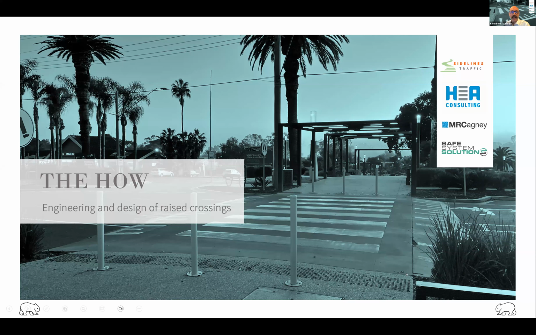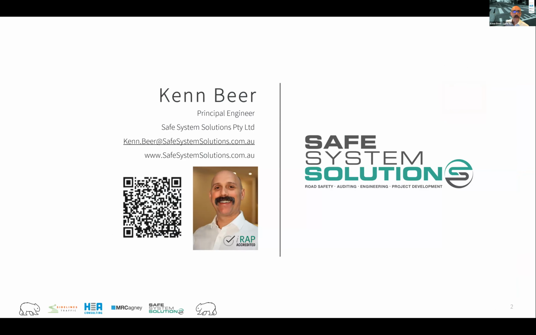I want to talk about the engineering and design of raised crossings. I know there's been some questions that have come in to the earlier presenters who were talking a little bit. I suppose we started quite strategically and then it started to narrow down, and now we're into the details, and they palmed a few off to me. And as mentioned, my name's Ken Beer.